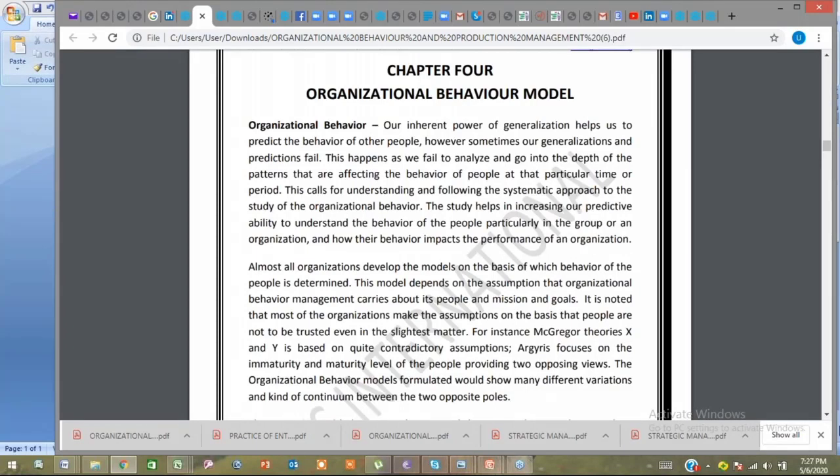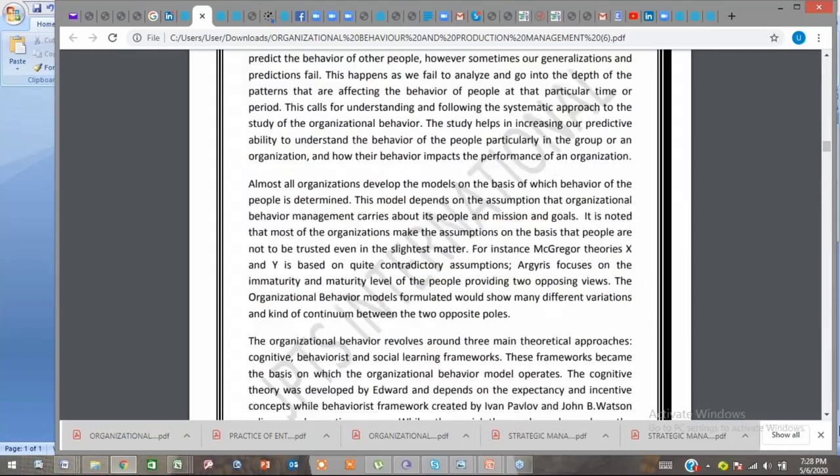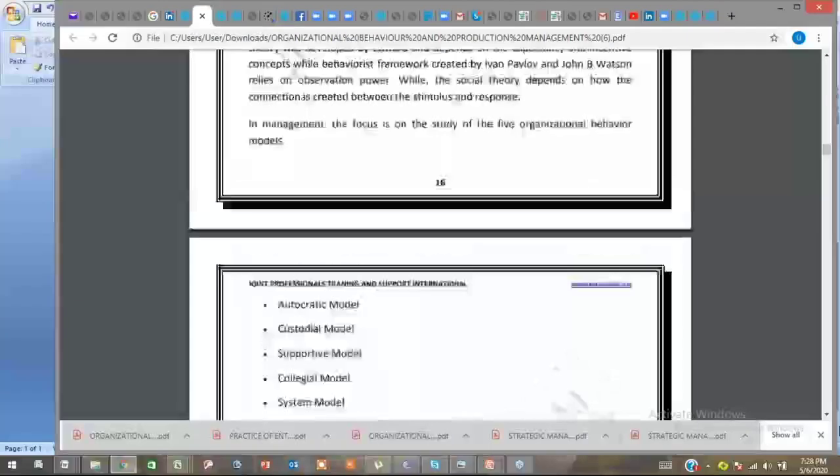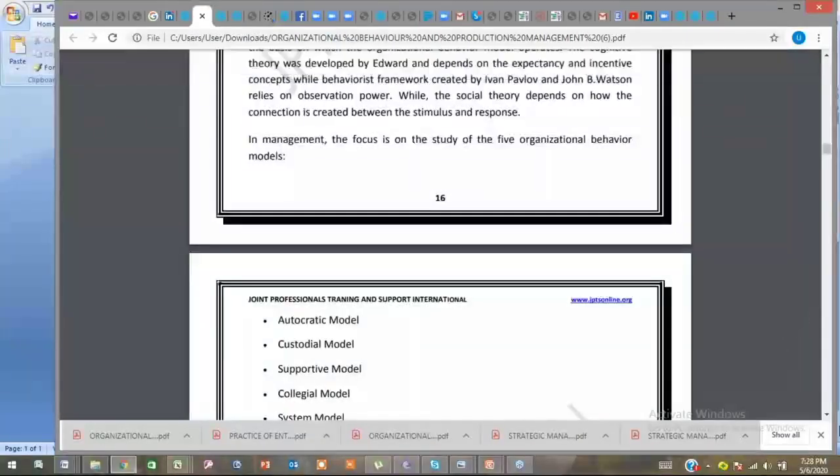The study helps in increasing our prediction ability to understand the behavior of people, particularly in a group or an organization, and how their behavior would impact the performance of the organization. You should know it's more like a cause and effect system. When we put this in, this is what we're going to get out. Almost all organizations develop a model on the basis of which the behavior of people is determined. In management, the focus is on the study of 5 organizational behavior models. We have 5 of them.